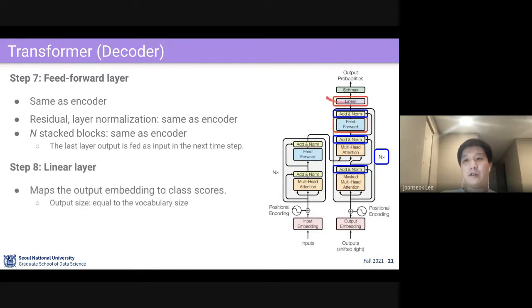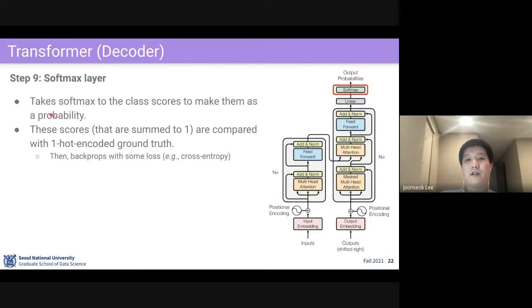And then they have the linear layer to output the class scores, and then take the softmax to make them probabilities. Then the ground truth is the correct word for that part of that sentence. So we just generate the loss comparing the actual word and these estimated probabilities, and then that will backpropagate towards the beginning.